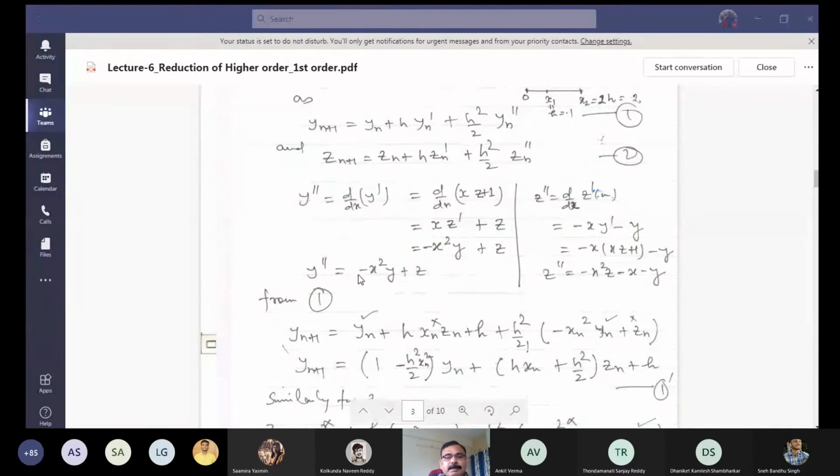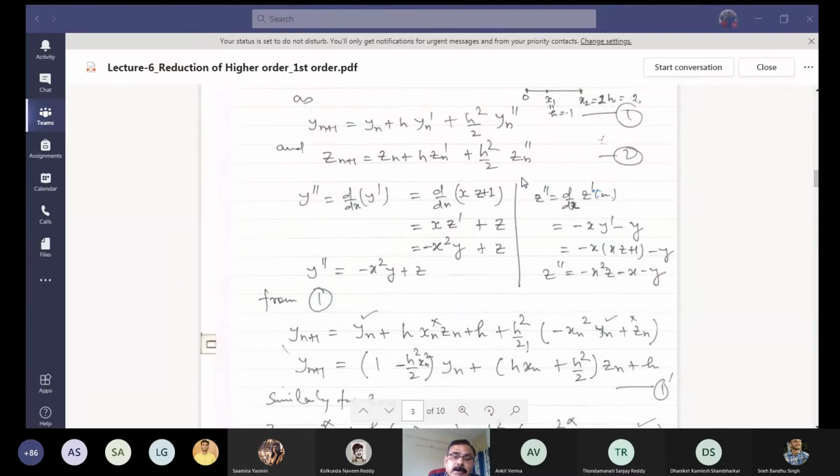So y double prime, we get that minus x square y plus z. Similarly, your z double prime is d by dx of z prime. So put the z prime and then differentiate that. Nothing is there. So z double prime equal to minus, wherever y prime is there, you have replaced this by xz plus 1. That is the differential equation. So it will become minus x squared z minus x minus y. So see, both the differential equations are here, which you require basically in the Taylor's method.